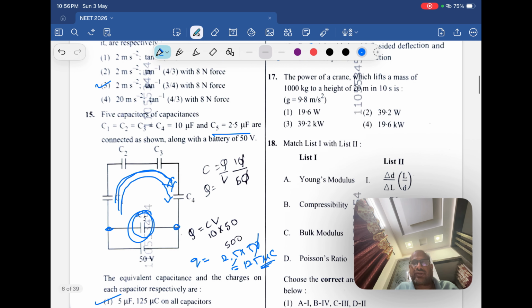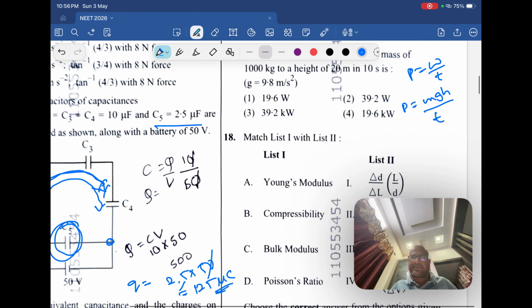Now next question based on work, energy, power, students. Power of a crane which lifts a mass of 1000 kg to a height of 20 meter in 10 seconds. So the power formula is what? Rate of doing work, or work done by time, average power. So we are lifting it against gravity. So work done will be the change in potential energy. So mgh I will say, and reference I will take 0. Change in potential energy mgh minus 0, mgh by time taken.